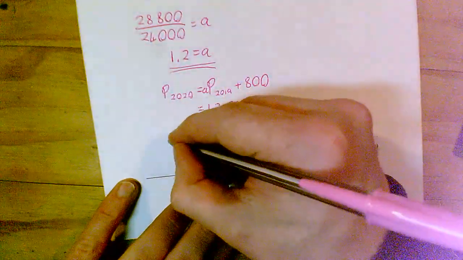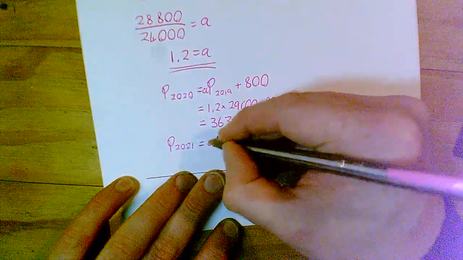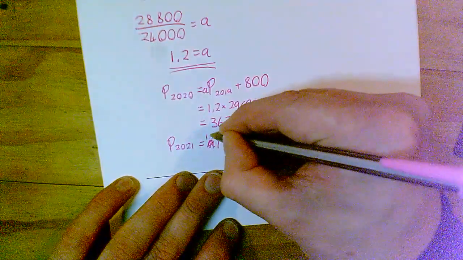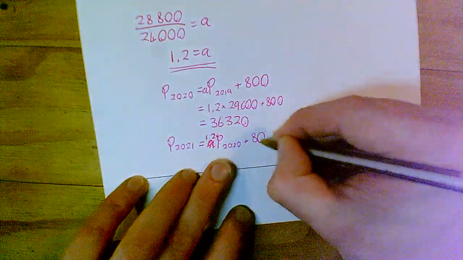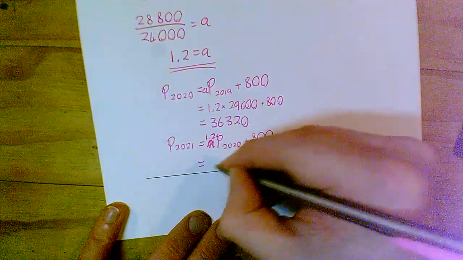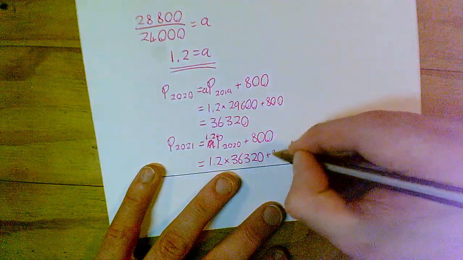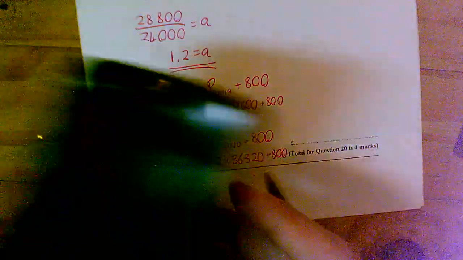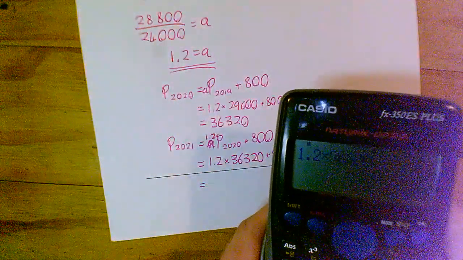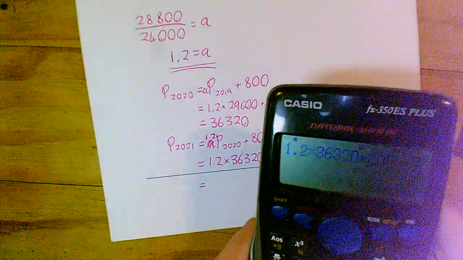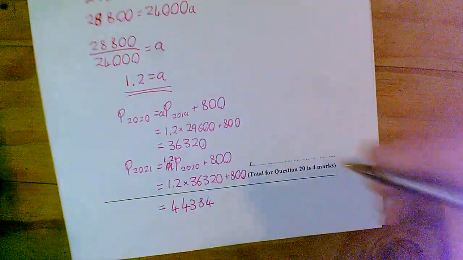Now I've got to do that again for the profit in 2021. I shouldn't write A, I should just write 1.2 because I know what A is. 1.2 times the profit in 2020 plus 800, which is 1.2 times 36,320 plus 800. I should just use the answer button to avoid errors. £44,384.